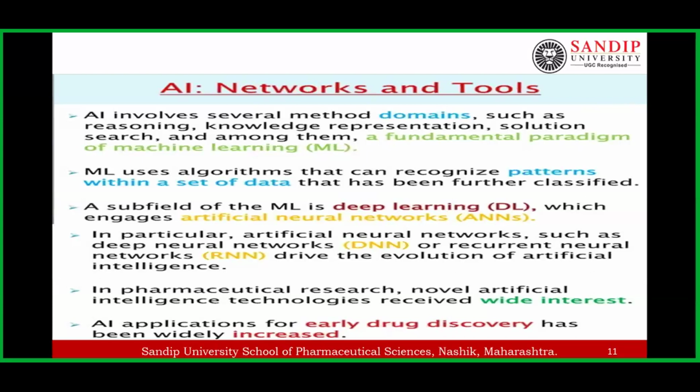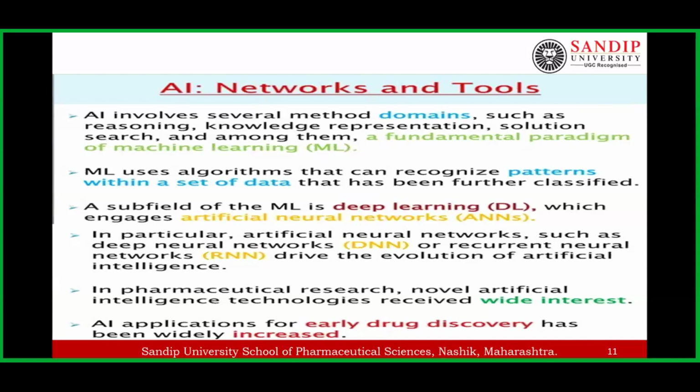Next one. It is able to recognize patterns within a set of data. Here, data management is the major critical parameter through which we attain our required targets or solutions. There is also a subfield called deep learning, which is part of machine learning. It engages artificial neural networks, which we abbreviate as ANN. In this artificial neural network, we deal with components such as deep neural networks, DNN, as well as recurrent neural networks, RNN. These are the subclasses of artificial neural networks.